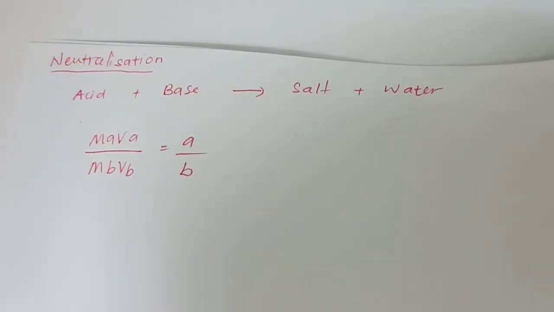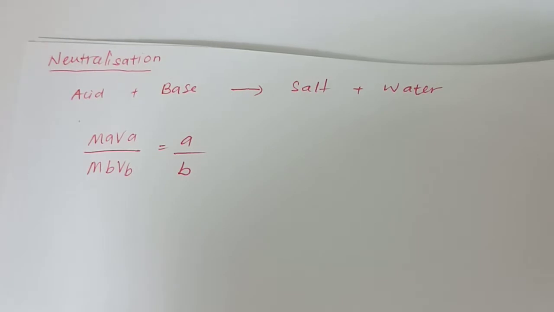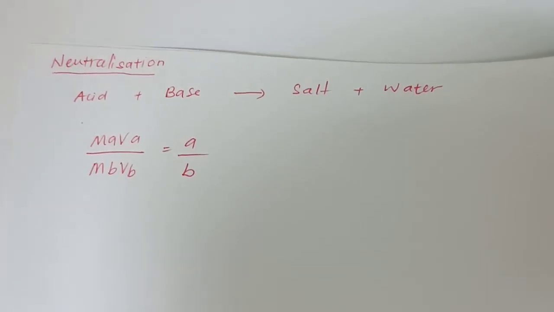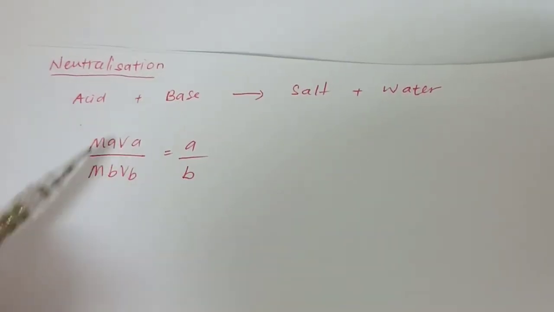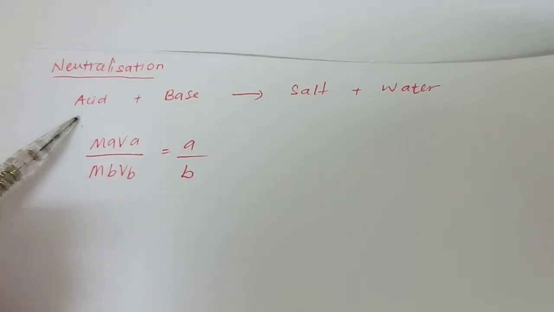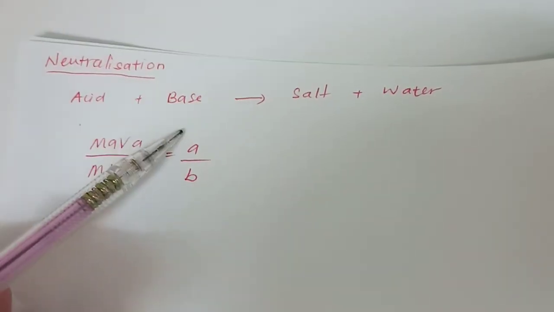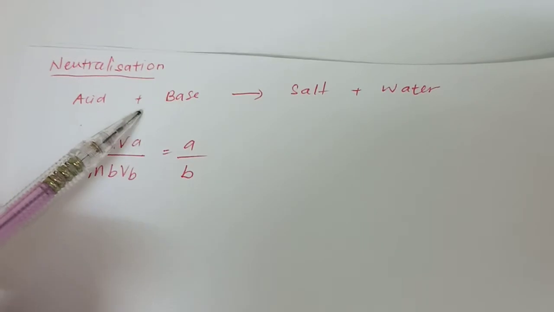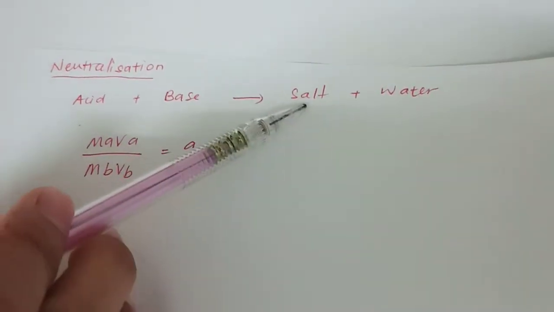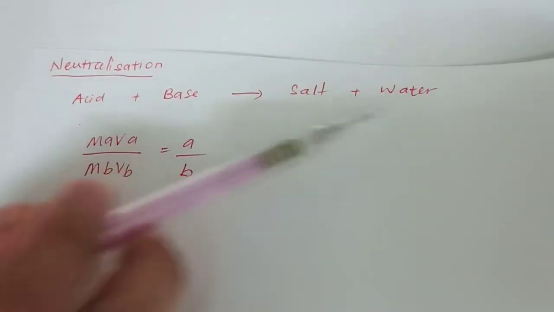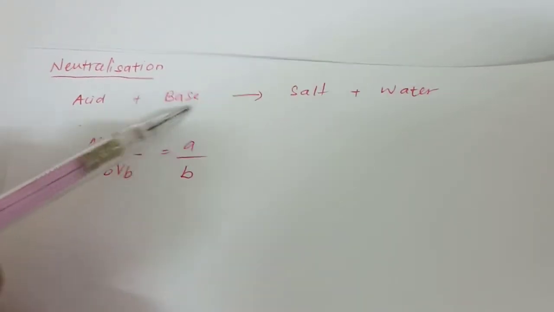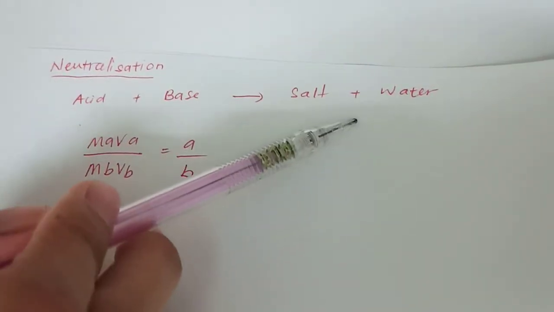So today we'll be looking at the neutralization question that I asked you guys to try yesterday. Okay, so firstly, we know that neutralization is a reaction between acid and alkali. So acid reacts with alkali to produce salt and water, or acid reacts with base to produce salt and water.